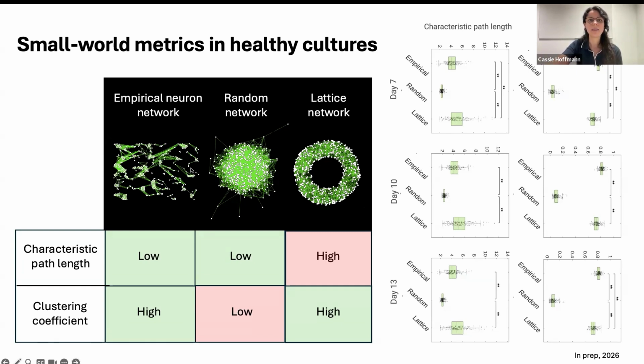The way that we can determine whether our empirical neuron networks show small world indices is by comparing them to synthetic networks with known small world characteristics. So I've just got two networks that I've generated here with the Fruchterman-Reingold algorithm. These are synthetic versions of this empirical neuron network, so they have matched edge and node densities.